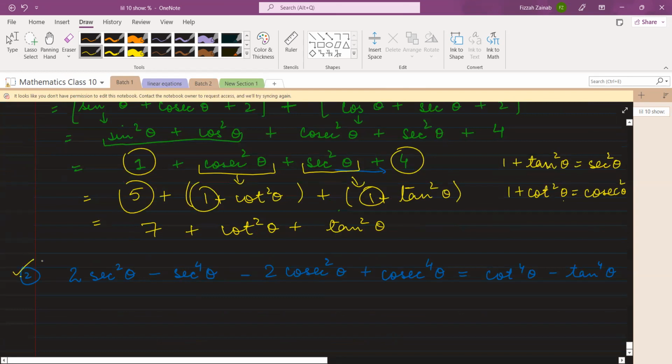Okay, now try the next one. See here, you can start like this. You have sec square theta, then sec 4 theta. So you can take sec square theta common from these two terms. And similarly here, you can take cosec square theta common and then you can proceed.